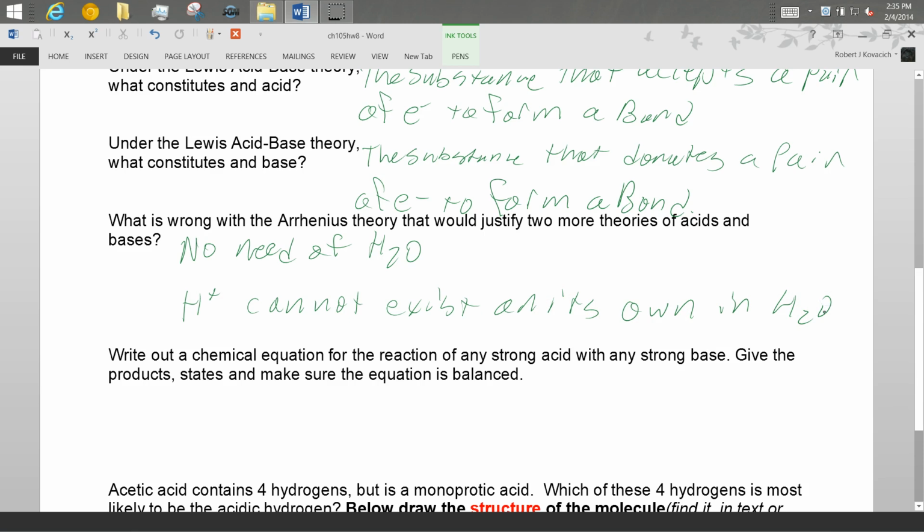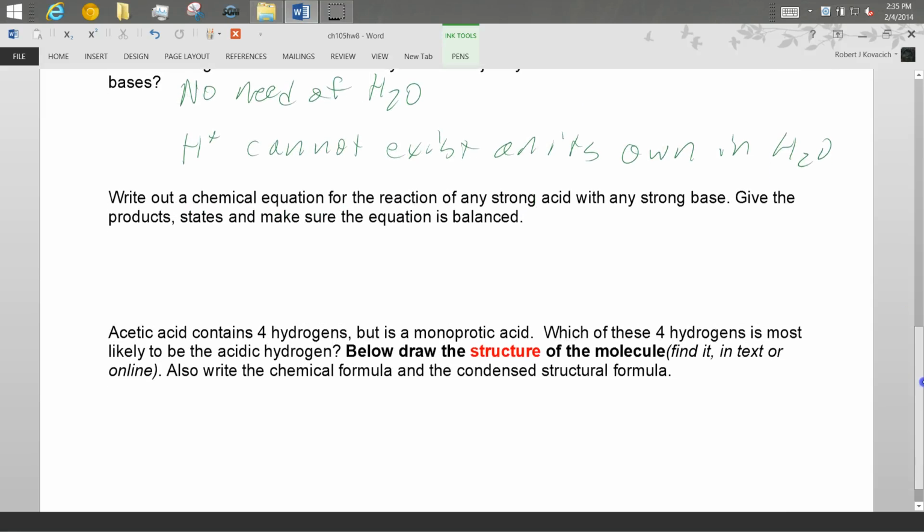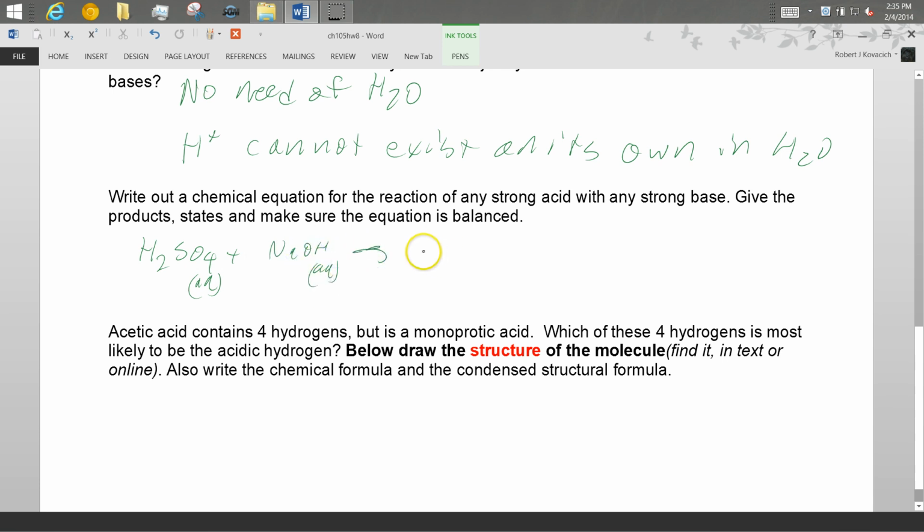Okay. Write a chemical reaction for any strong acid with any strong base. So sulfuric acid and sodium hydroxide. Sulfuric acid, and the formula for that is H2SO4. And what'd you say? Sodium hydroxide. Okay. Are we okay with everything I have written up there?